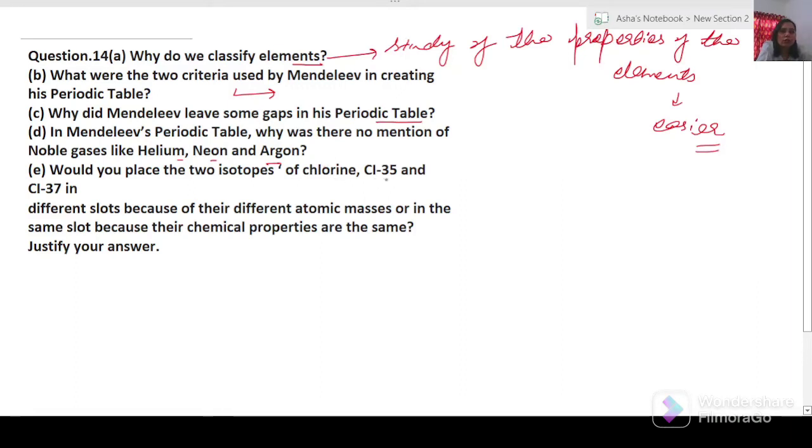Would you place the two isotopes Cl-35 and Cl-37 in different slots because of their different atomic masses, or in the same slot because their chemical properties are the same? We will be putting them in the same slot, because they have the same atomic number, or you can say they show similar chemical properties. But in Mendeleev's table there is no chance, because the table was made in the increasing order of atomic masses, and that is one of the drawbacks of Mendeleev's table. But yes, we will be putting them into the same slot because they show similar chemical properties.